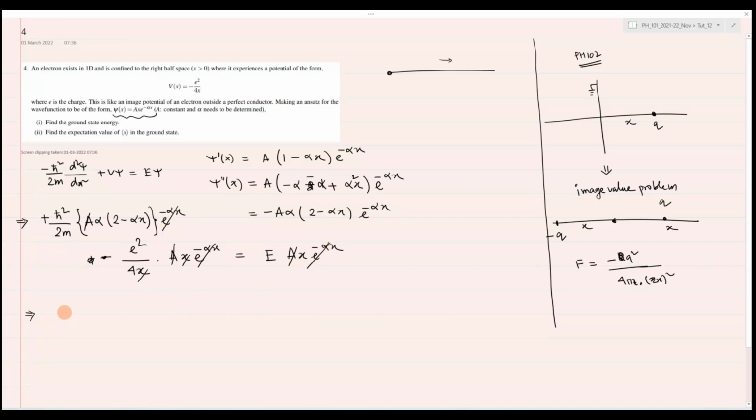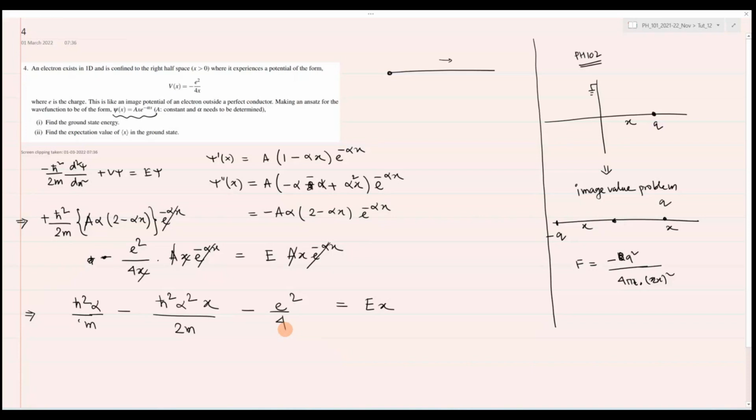So finally we get h cross square alpha by m, minus h cross square alpha square x by twice m, minus e square by 4, is equal to e times x. Is this e square by 4, correct? Yes, Bhaiya, e square by 4. Yes.